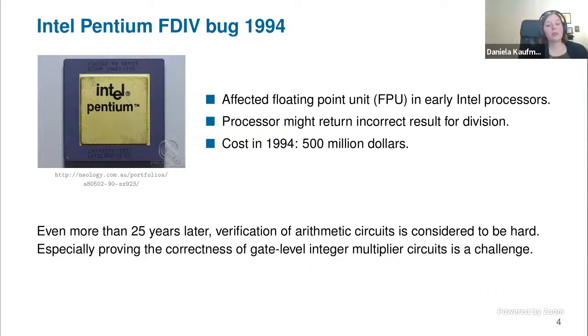However, even today, more than 25 years later, verification of arithmetic circuits is still considered hard in practice and requires a lot of manual effort. Especially among the arithmetic circuits, proving the correctness of gate-level integer multiplier circuits is considered a challenge. And that's exactly what we will consider in this talk, namely the verification of such gate-level integer multiplier circuits.